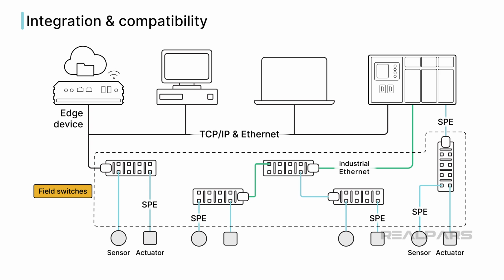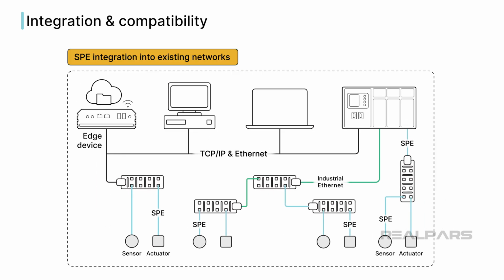Field switches and gateways make integration of single-pair Ethernet into existing networks relatively easy. This strategy works best when entire areas of the process will be upgraded. Maintaining an existing Ethernet infrastructure may be the best solution, especially when only a few sensors or devices need to be replaced.